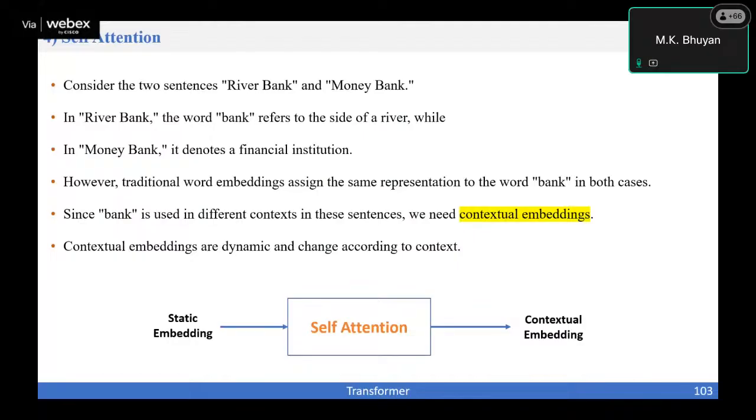So one is the river bank, where bank means the side of the river, and money bank, where bank is nothing but the financial institution. So that is why we have to see the contextual embedding. Static embedding is converted into contextual embedding by considering the self-attention. So static embedding can be converted into contextual embedding.